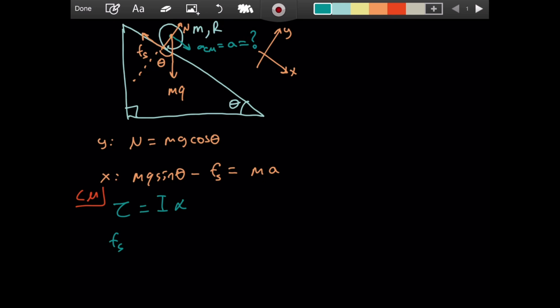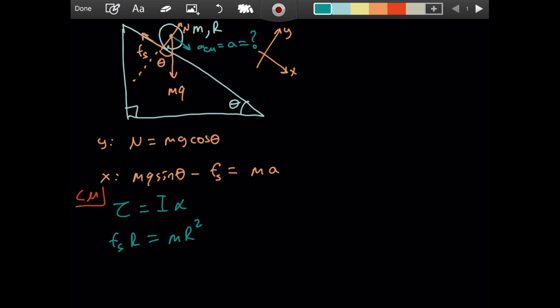So the torque by the force of static friction is the magnitude of the force times the radius. This will equal the moment of inertia of the ring, that is mr squared. This is very easy to prove, and if you want, we can prove this in a future video, but for now, just take it for granted. But as I said, this is in fact very easy to show.